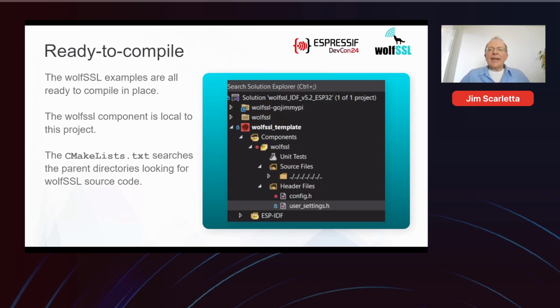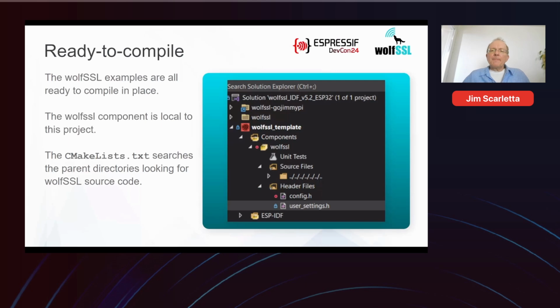So all the examples on GitHub are ready to compile in place. Later on, we'll talk about different alternatives for installing wolfSSL, but here, the examples use the source code located in the repository. The CMake file actually searches parent directories looking for the source of wolfSSL. And in this case, it's just a few directories up. So you won't actually find the source code for wolfSSL in the examples. And you see the source files there, you see the little slashes going up a few directories as to where the CMake file found it.